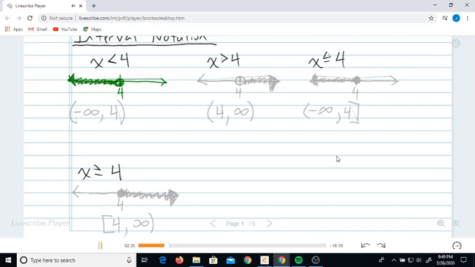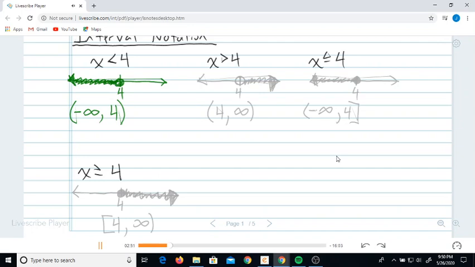We simply read from left to right. Whenever we have the graph, writing the interval is pretty straightforward. The shading starts at negative infinity and stops at 4. Now, you'll notice I use parentheses here.